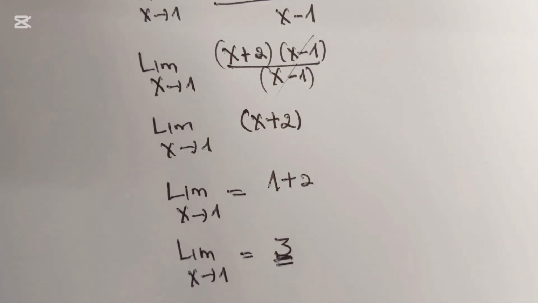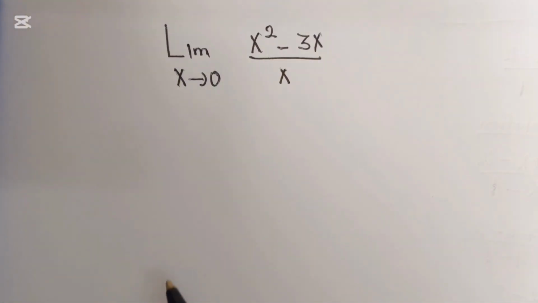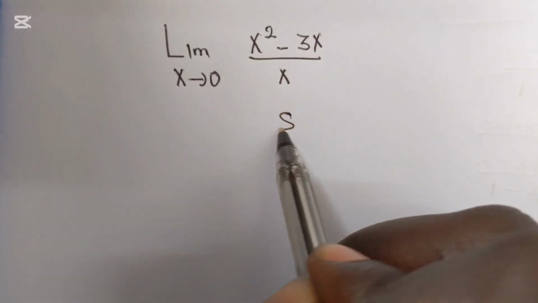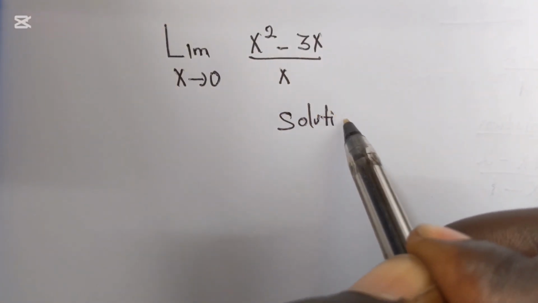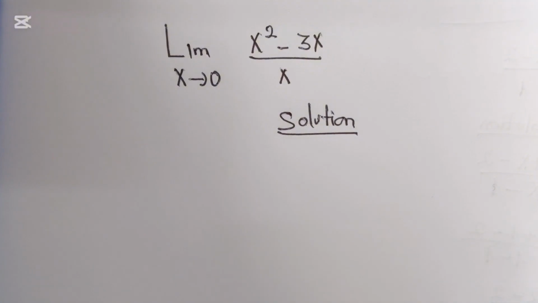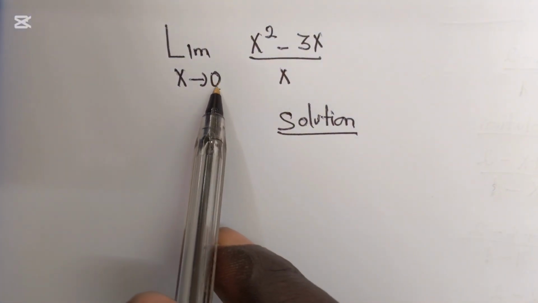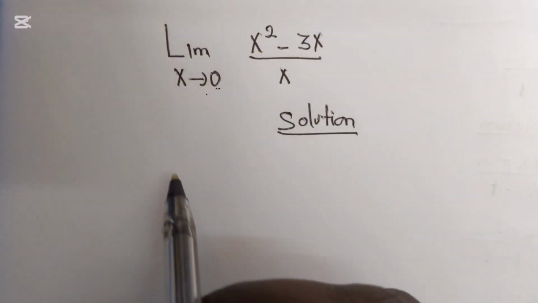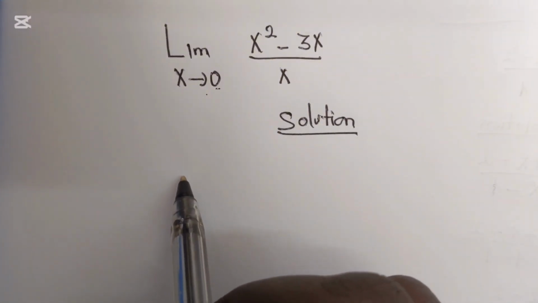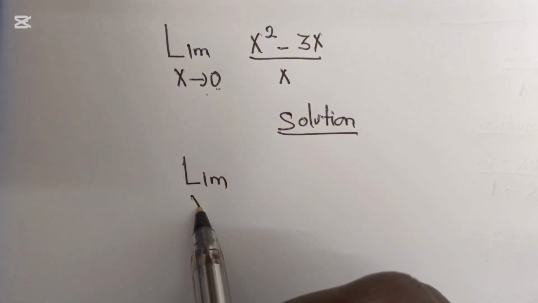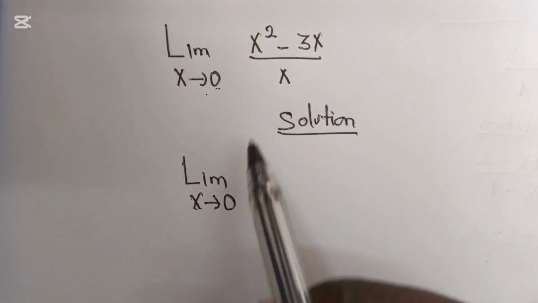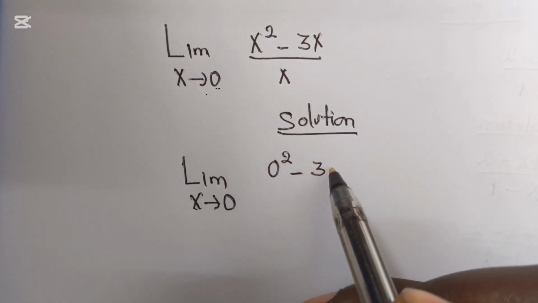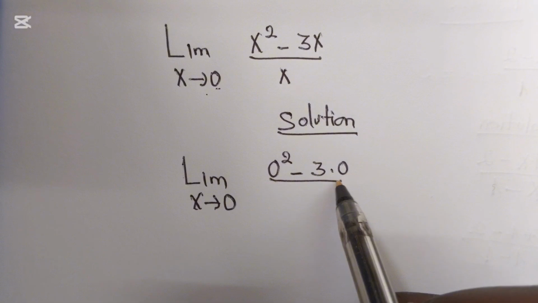Question 2 is x squared minus 3x over x. Solution: replace the 0 in the above formula. Here we have the function we have. The first thing we are going to do is to copy the limit as x approaches 0 of 0 squared minus 3 times 0 over 0.